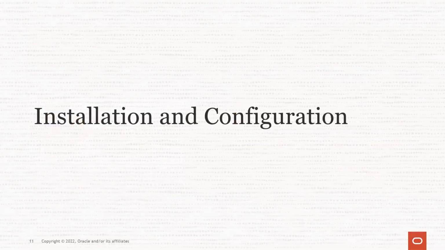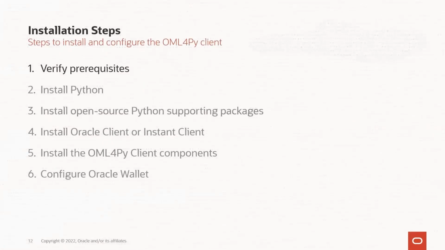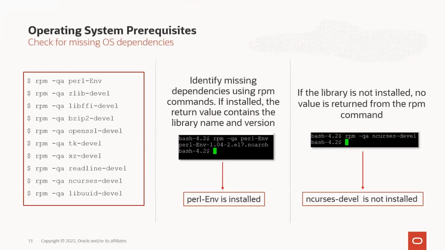Okay, moving on to the installation and configuration. So here are the steps 1 through 6 to install and configure the OML4Py client. I'm going to provide an overview on each one, and we'll start with verifying the prerequisites. The first thing you want to do is check for any missing operating system dependencies using an RPM command, rpm -qa, and then the name of the operating system library.